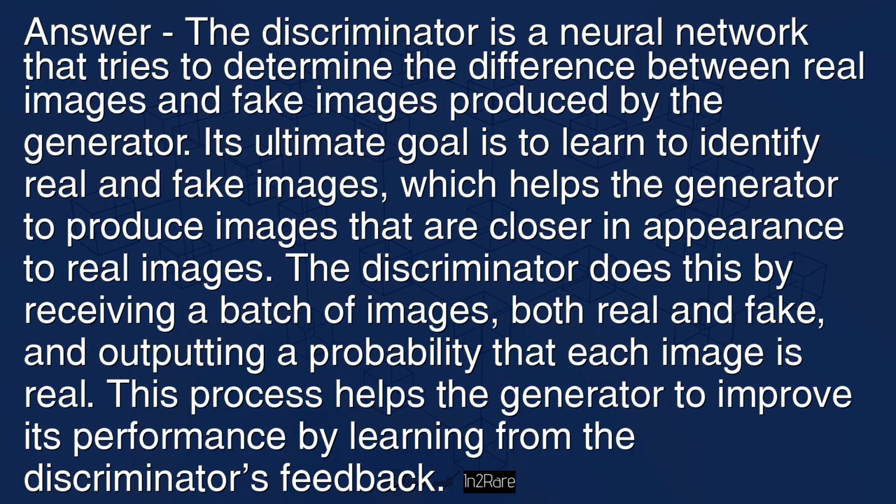The discriminator does this by receiving a batch of images, both real and fake, and outputting a probability that each image is real. This process helps the generator to improve its performance by learning from the discriminator's feedback.